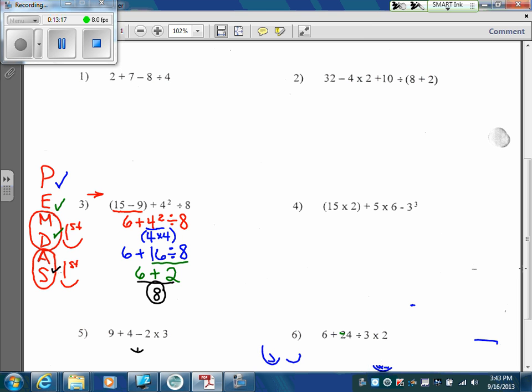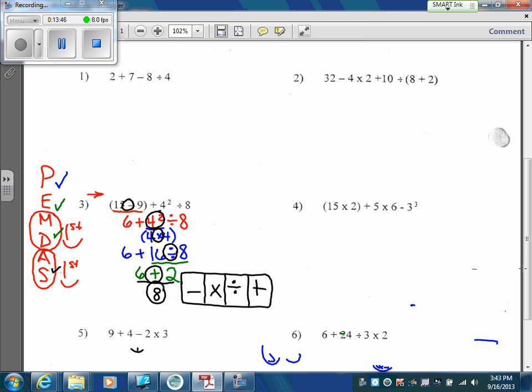Next, I'm just going to write my process box. The first thing we did was subtract. The next thing we did was this exponent right here, but an exponent is not an operation. Remember, an exponent means that we are multiplying. Then we divided, and next we added. So the process was subtraction, multiplication, division, and addition.